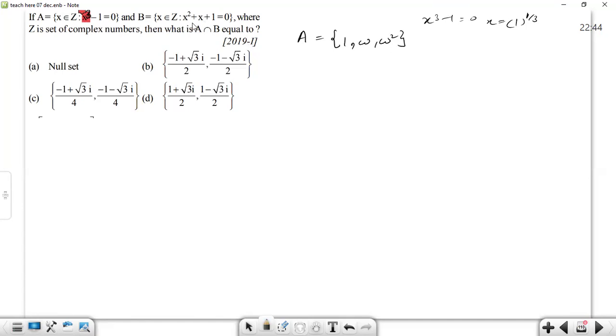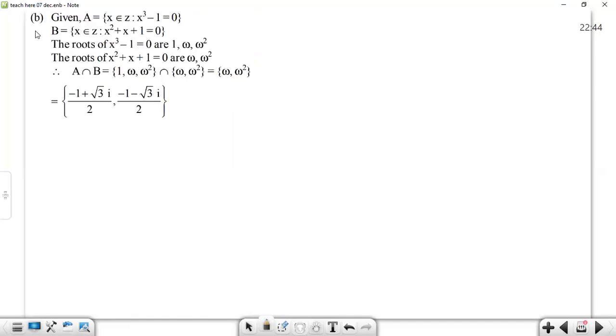In B, x square plus x plus 1, x belongs to complex number. So there are two roots here, omega and omega square. Now where z is a set of complex numbers, we have to find out the intersection. Intersection means common elements, which are omega and omega square. So this is omega and this is omega square. Yes. So B should be our correct answer. Yes, it is the case. Clear in doubts, anyone?